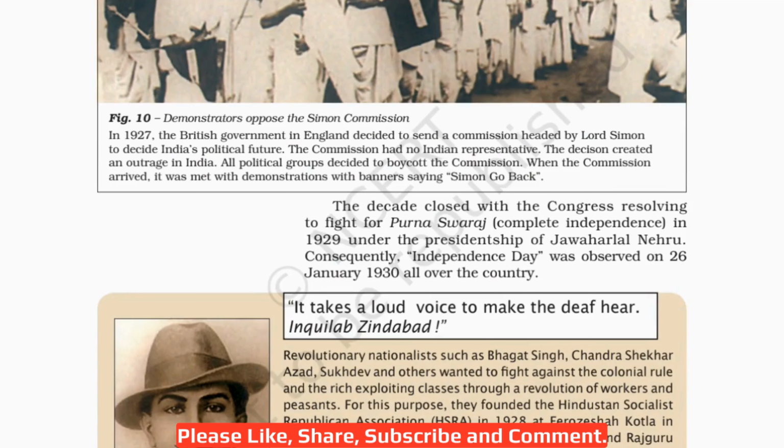The decade closed with the Congress resolving to fight for Purna Swaraj, complete independence, in 1929 under the presidency of Jawaharlal Nehru. Consequently, Independence Day was observed on 26 January 1930 all over the country.